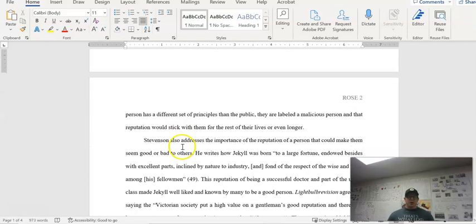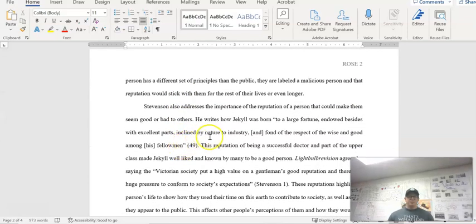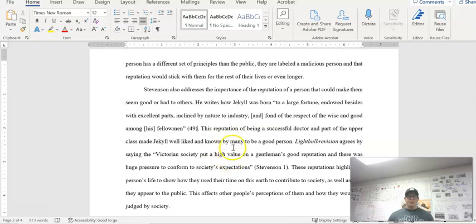Okay, let's see. More quote from Stevenson. Okay. His reputation of being a successful doctor and part of the upper class made Jekyll well liked and known by many to be a good person. Light Bulb Revision agrees by saying the Victorian society put a high value on a gentleman's good reputation, and there was huge pressure to conform to society's expectations.